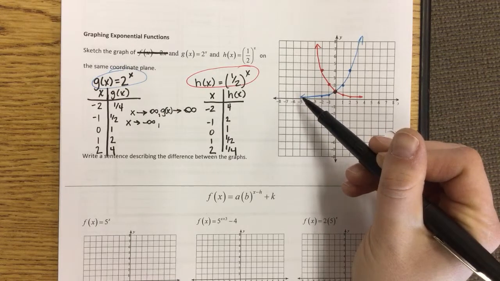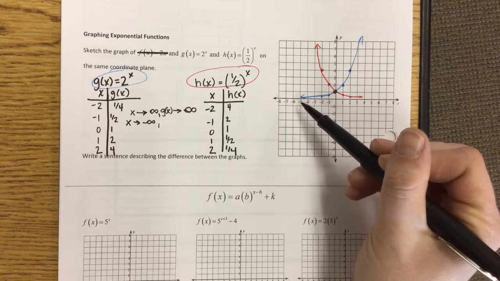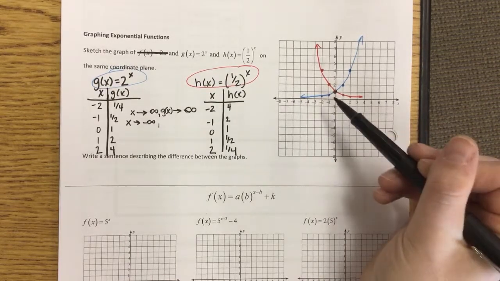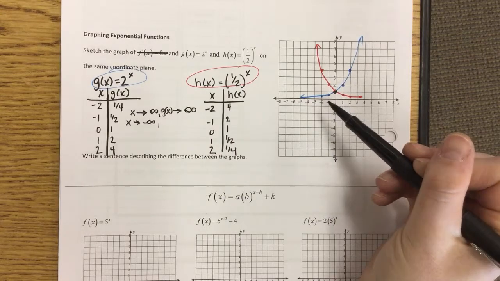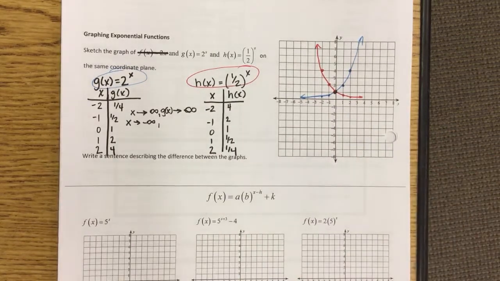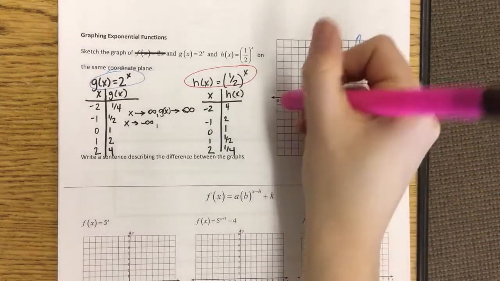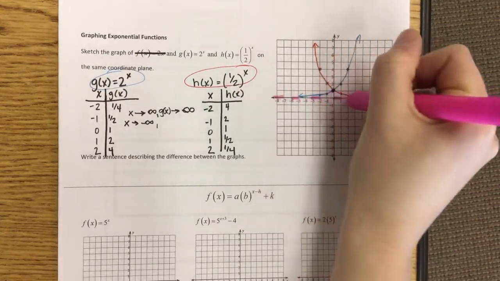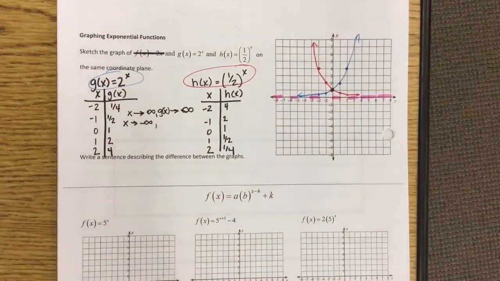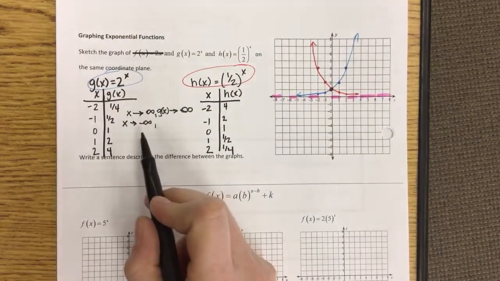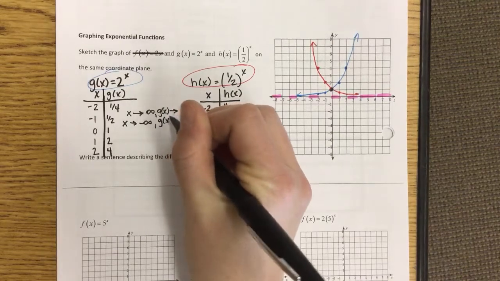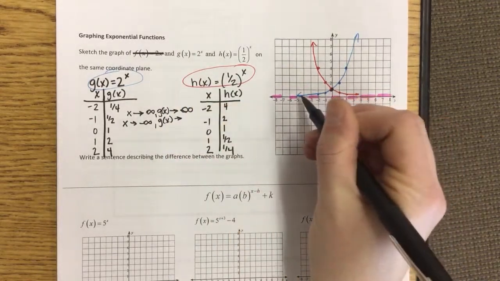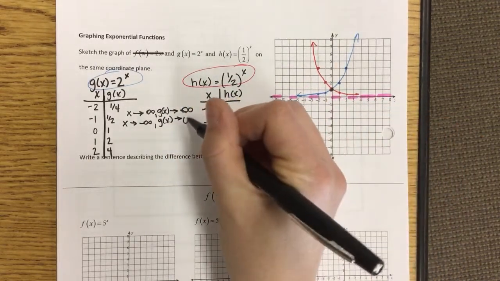So, hopefully you've guessed that exponential functions have something in common with the rational functions. They have asymptotes. So in this situation, we're looking at an asymptote at y equals 0. And so as x is approaching negative infinity, g of x is approaching that horizontal asymptote, which is 0 in this case.